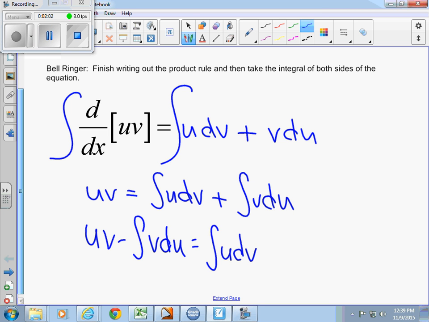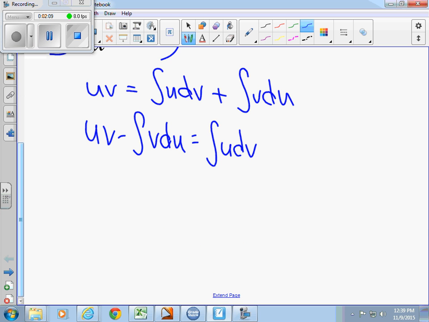The integral of u dv equals u times v minus the integral of v du. In a conference that I went to one time, the guy that taught it had his kids memorize this by saying ultraviolet voodoo. I don't know that that's helpful, but maybe it can help you remember the u times v minus the integral of v du. Anyway, this is a formula you will need to memorize.